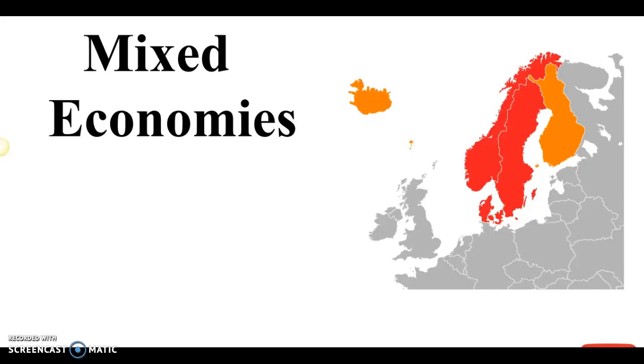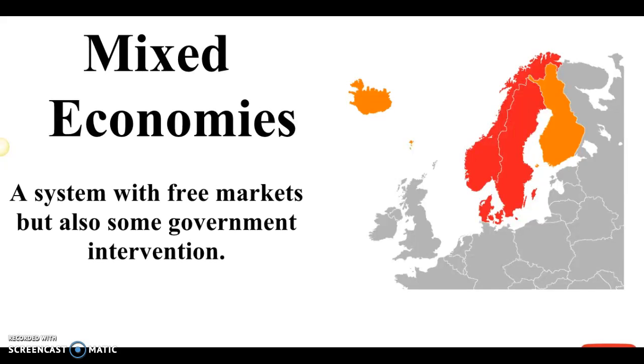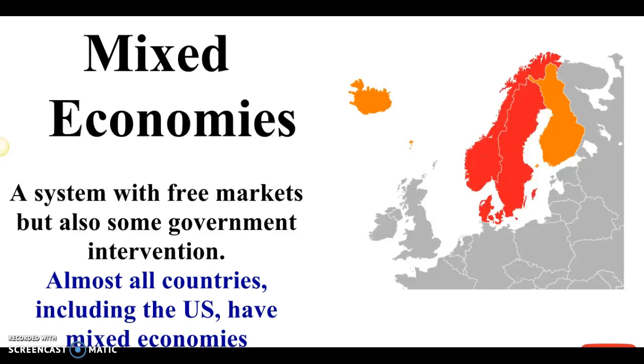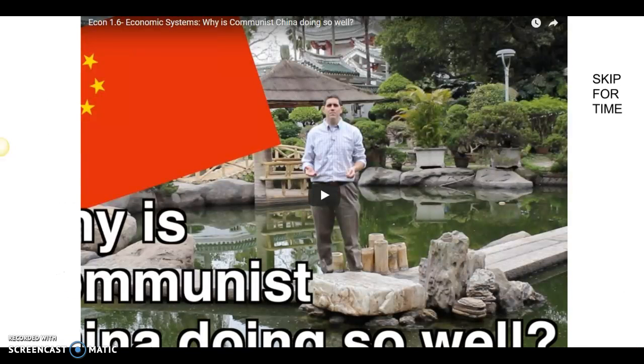Now we have what are called mixed economies. It's just a system that has a little bit of both. Right? Almost all countries, including the United States, have mixed economies. That's about it. Please go ahead and watch this video on China and let you know why they're not necessarily a command economy anymore.